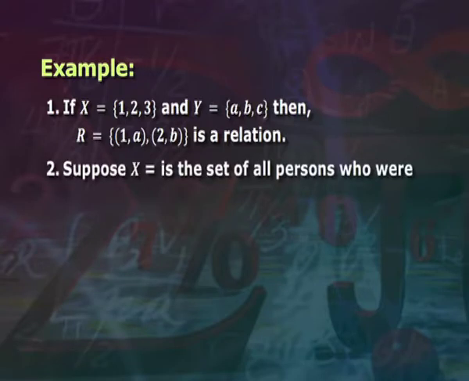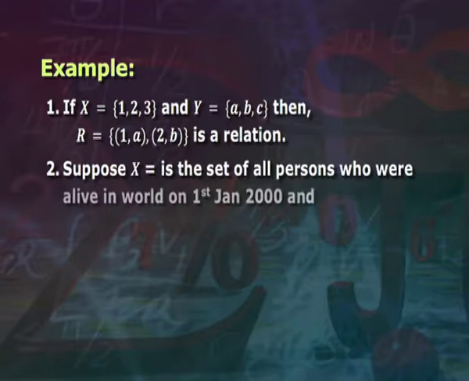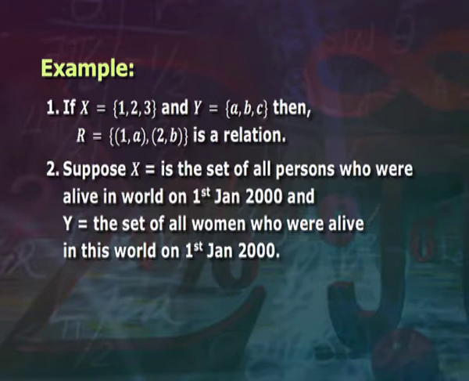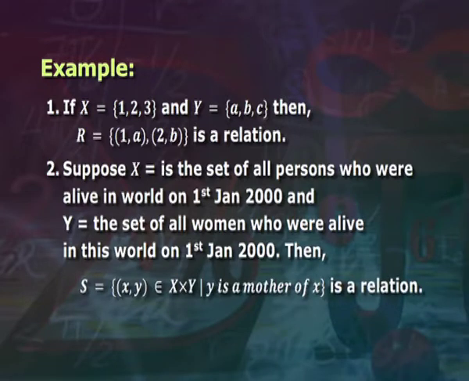2. Suppose X is the set of all persons who were alive in the world on 1st January 2000 and Y the set of all women who were alive in this world on 1st January 2000. Then S is equal to the set of ordered pairs (x, y) in X cross Y such that y is a mother of x is a relation.